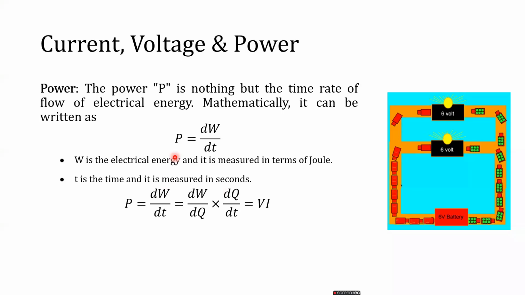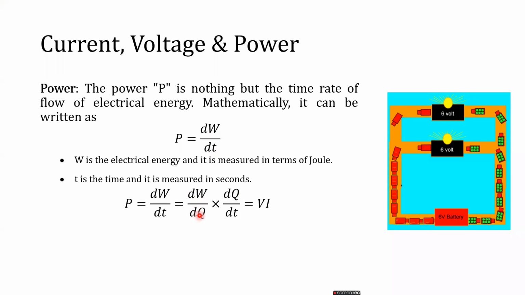All right. A slight modification to this mathematical expression. So it is dW by dt. Let us multiply and divide by dq, so that it becomes dW by dq into dq by dt.